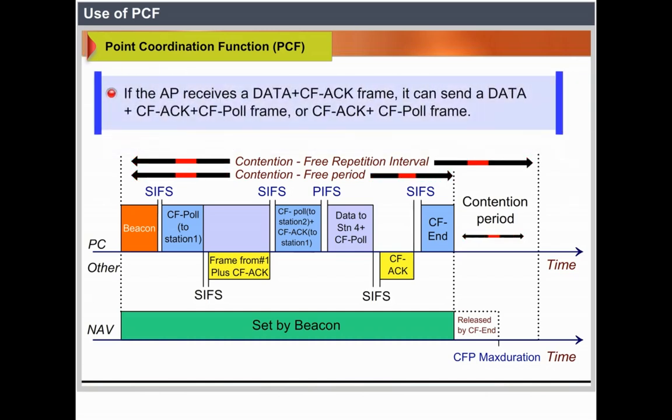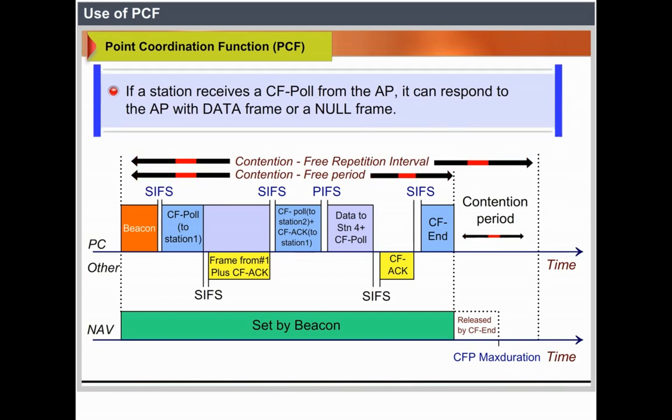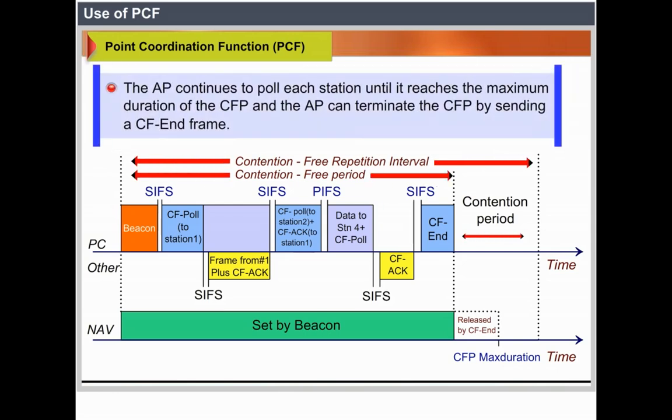If the AP receives a data plus CF ACK frame, it can send a data plus CF ACK plus CF poll frame or CF ACK plus CF poll frame. If a station receives a CF poll from the AP, it can respond to the AP with a data frame or a null frame. The AP continues to poll each station until it reaches the maximum duration of the CFP, and the AP can terminate the CFP by sending a CF end frame.